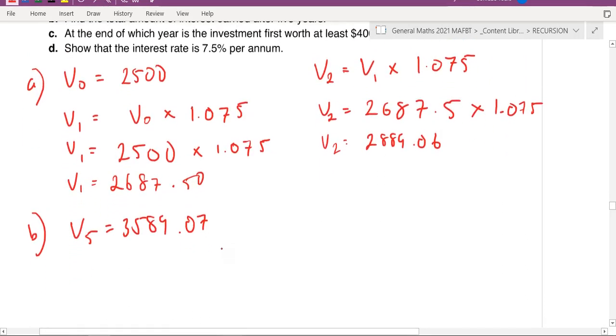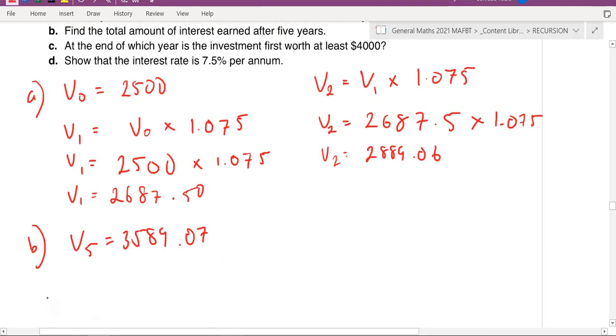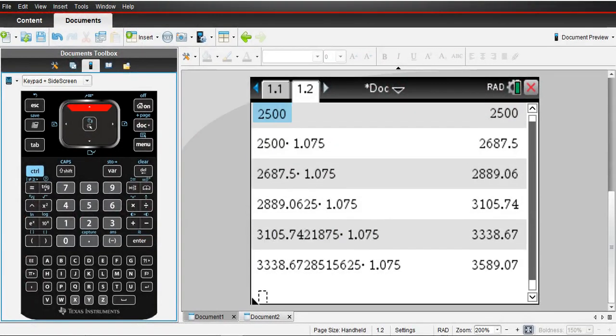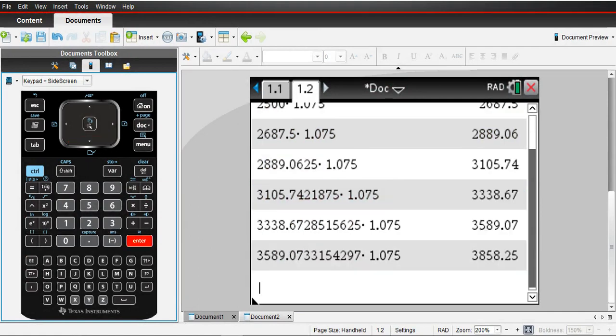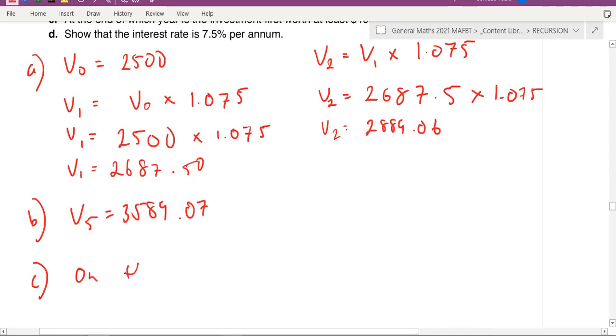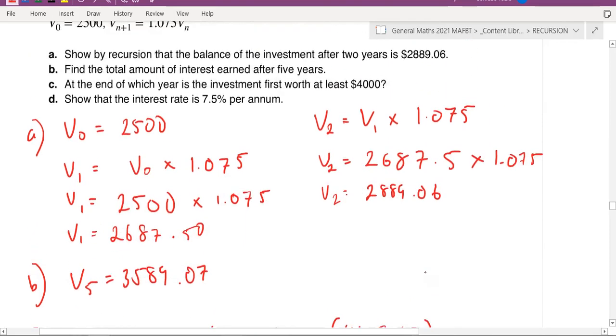Alright, C. Nice and easy. At the end of which year will the investment be worth at least 4,000? Again, using your calculator, work out when it'll reach at least 4,000. I already know that's year 1, 2, 3, 4, 5, then 6, 7. So on the 7th year, you'll reach 4147.62. So I'll write here, on the 7th year, and the answer is 4147.62. The question is at least 4,000.